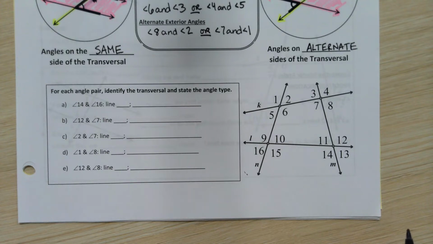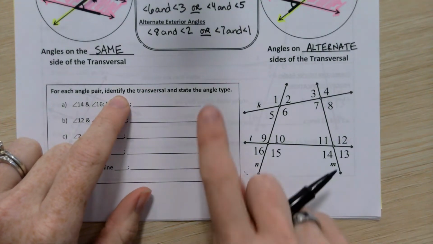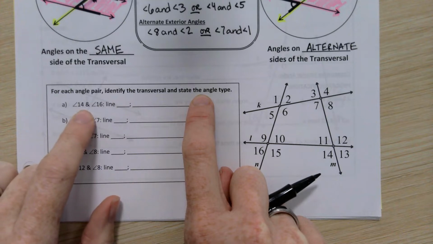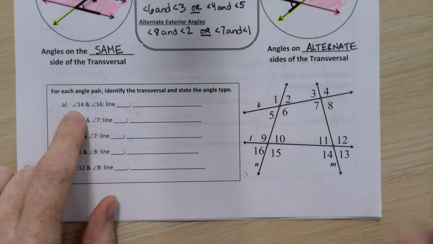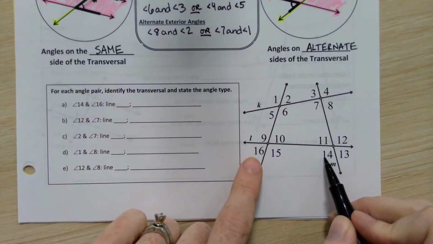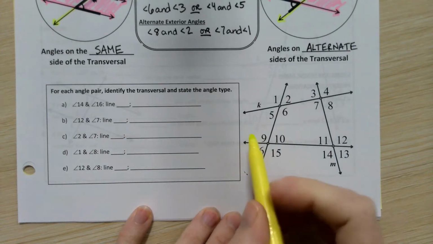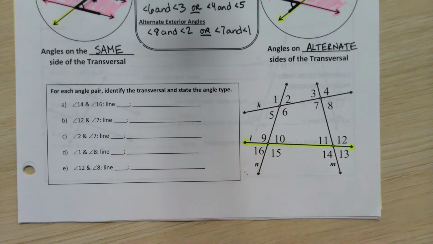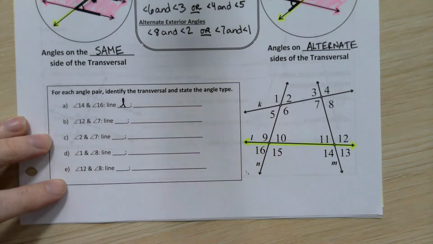So what we're going to do is we're going to focus on identifying the transversal first, and then we're going to try to give a name for the type of angle they are telling us to focus in on. So the way to do that is to start by finding these 2 angles, angle 14 and angle 16. The transversal is going to be what connects them. So I'm going to go ahead and highlight from 16 to 14. That is going to be the transversal. So we're going to name that line L.